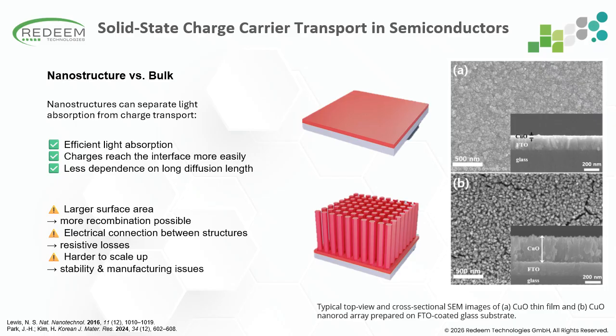However, this nanostructuring also introduces a new challenge, because here the larger surface area creates more surface states where recombination can occur. So charge transport between individual nanostructures can increase resistive losses, and these complex architectures are generally more difficult to manufacture and scale up and also stabilize for long-term operation. So nanostructuring is not a universal solution, it's more of a trade-off between improving charge collection and increasing structural complexity.